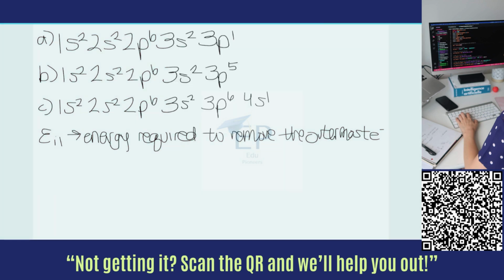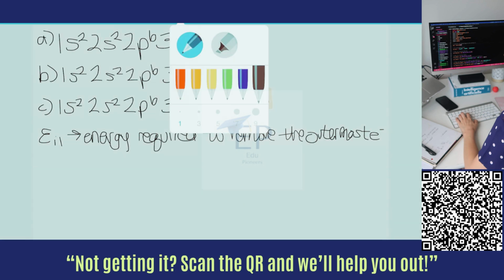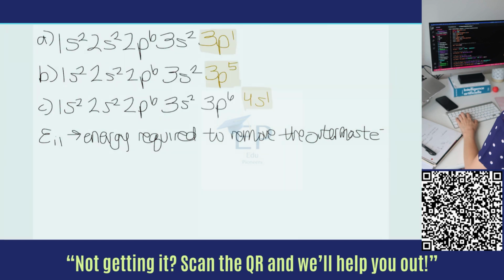In the first one, it's going to be the electron that occupies the 3p orbital. In B, it is also going to be an electron that occupies the 3p orbital. And in C, it's going to be the electron that occupies the 4s orbital. Now let's look at what happens when we remove the outermost electron from all of these electron configurations.